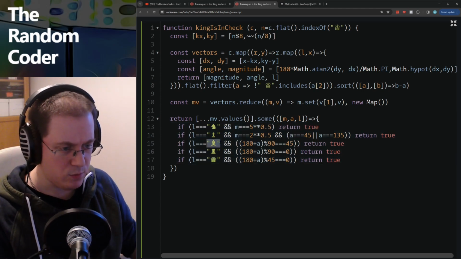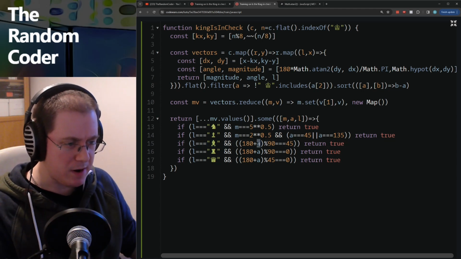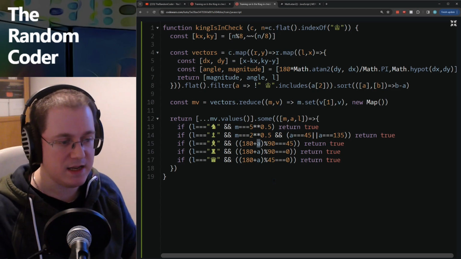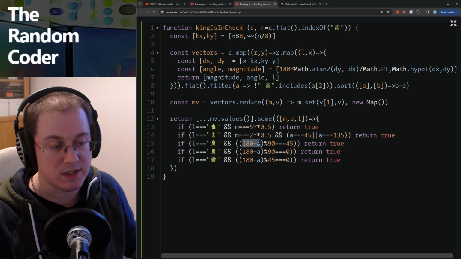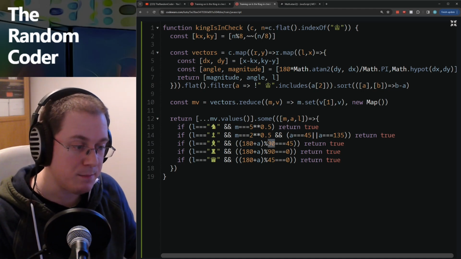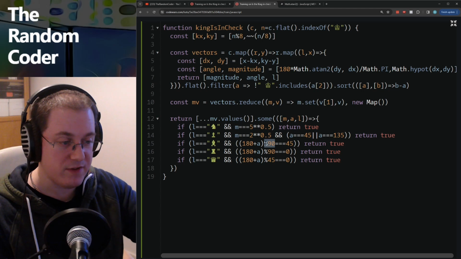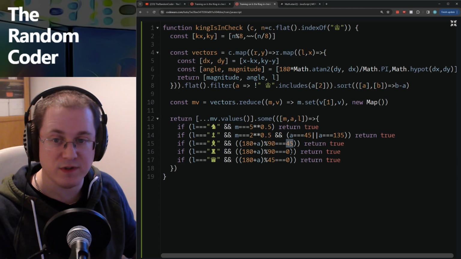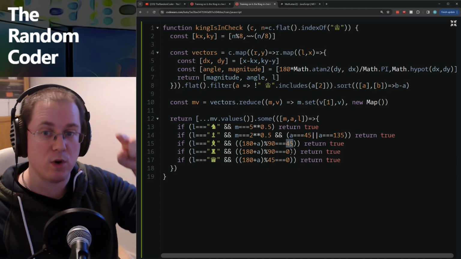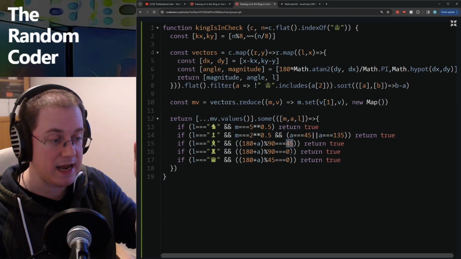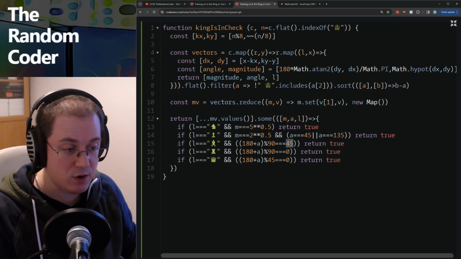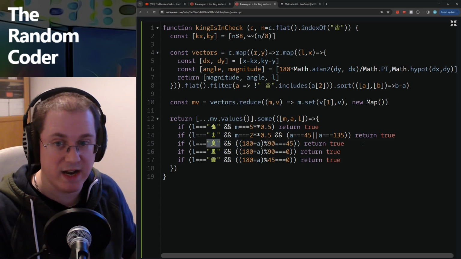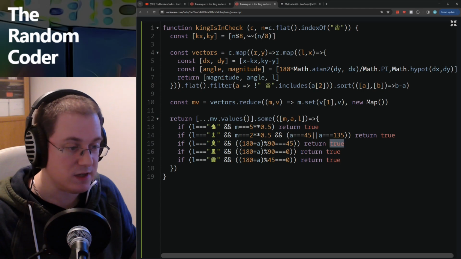So I'm going to start here with this bishop. Now, bearing in mind that the angle is a value between minus 180 and plus 180, I'm just adding 180 here so that it's always some positive value. Taking the modulo of 90, so it becomes a value between 0 and 90. And if that value equals 45, then that means it must be on one of the 45 degree angles, one of the diagonals. So if it's on a diagonal and the piece is a bishop, then it's giving the king check. Simple as that. Return true.